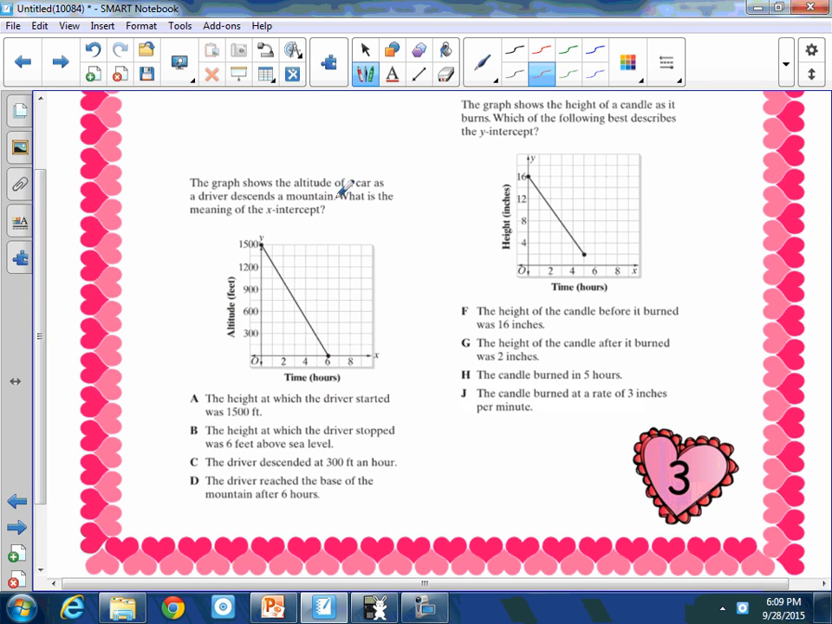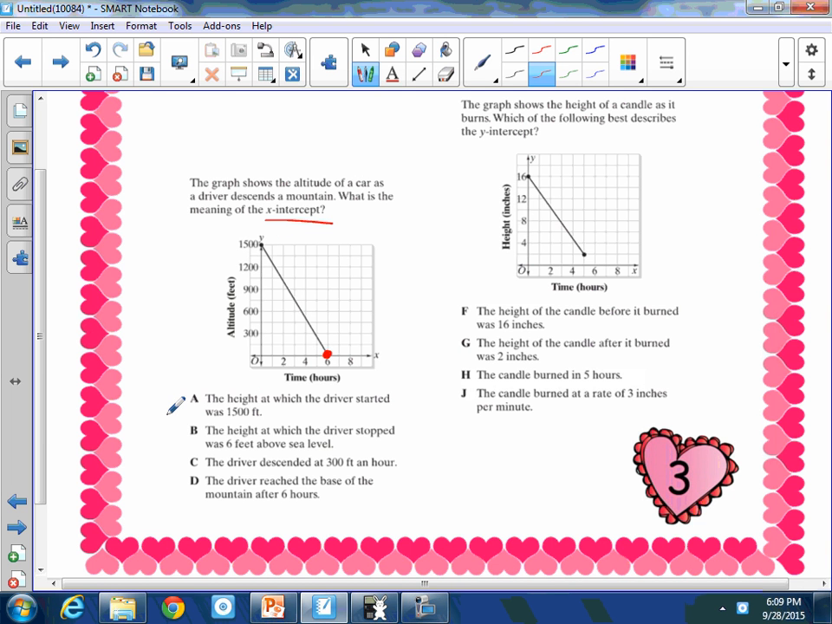The graph shows the altitude of a car as the driver descends a mountain. That's why it's a negative slope, because it's descending. What is the meaning of the x-intercept? So the x-intercept is that one right there. That means that in 6 hours, the car has descended all the way from 1,500 feet to 0 feet.